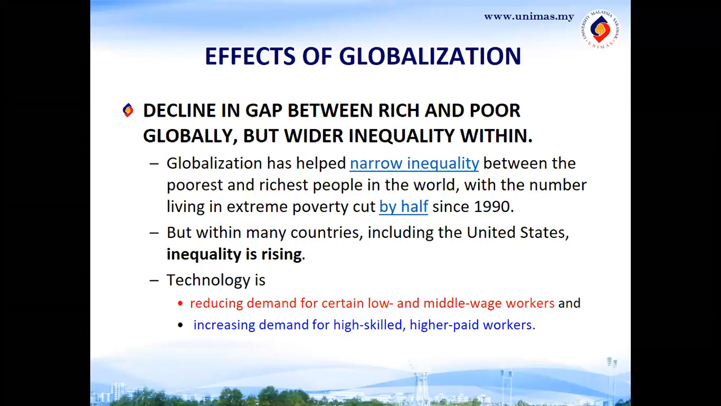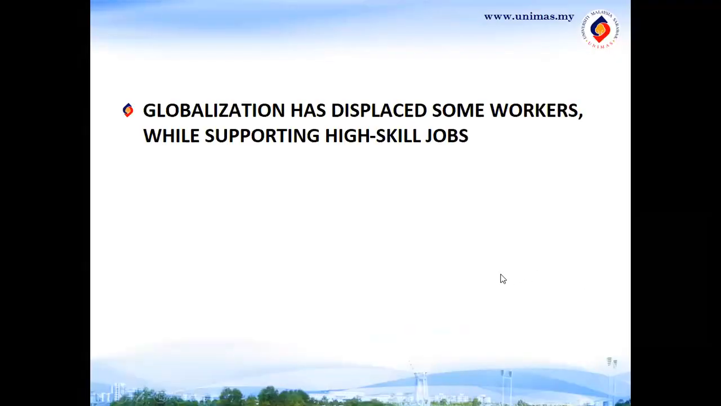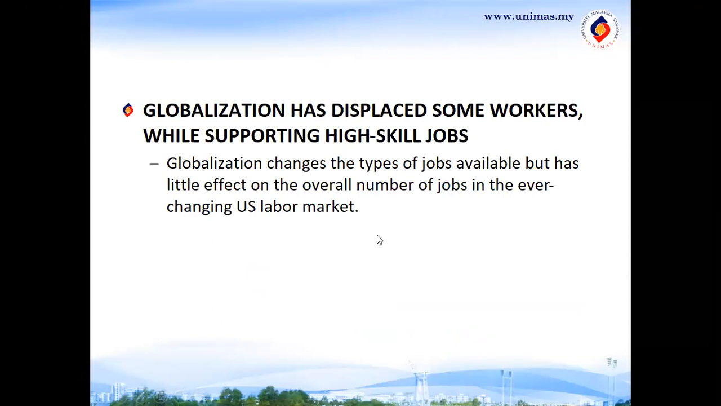Technology, therefore, is helping to reduce the demand for certain low and middle-skilled workers, and at the same time, increasing demand for higher paid workers. So it is positive for those who have the skill and are high paid workers, but the demand for low skill and low wage workers has been reduced as a result of technology. Also, globalization has displaced some workers who are supporting high skill jobs, the point that I made earlier on. There are changes in the types of jobs available, but little effect on the overall number of jobs. So just that job churn from earlier, the different jobs emerging.